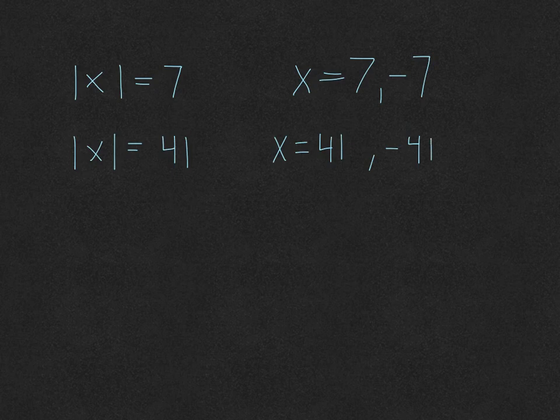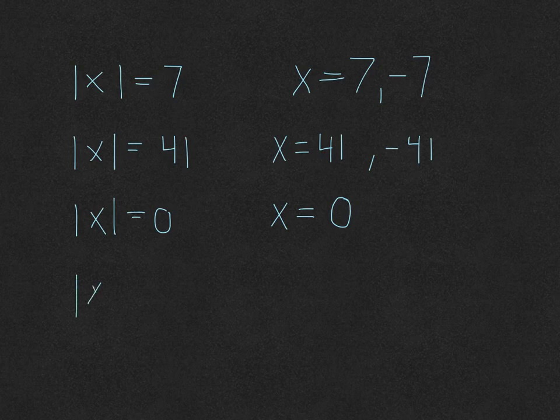Now, I'm going to try and trick you here. What if I had the absolute value of x equals 0? Think about how many units 0 is away from 0. This is the only time that there is actually only one solution to an absolute value, when your absolute value is equal to 0.